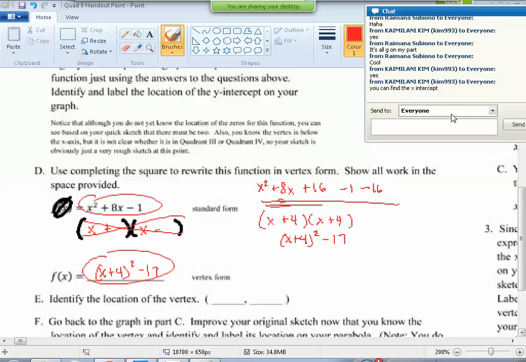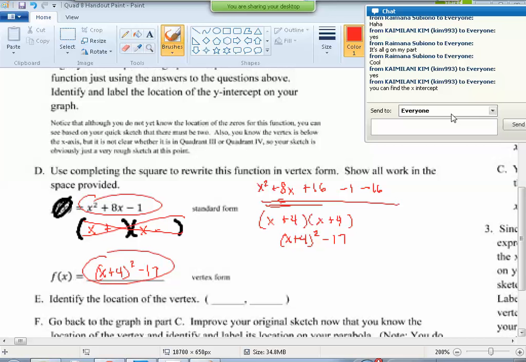Right. Remember when I showed you graphs like this, and these are like our favorite parabolas to graph? Because you look at that and you're like, oh, that negative 17, what does that do to my parabola? Down. Drops it down 17. That plus 4, what does it do? It moves to the left 4 because it does the opposite.